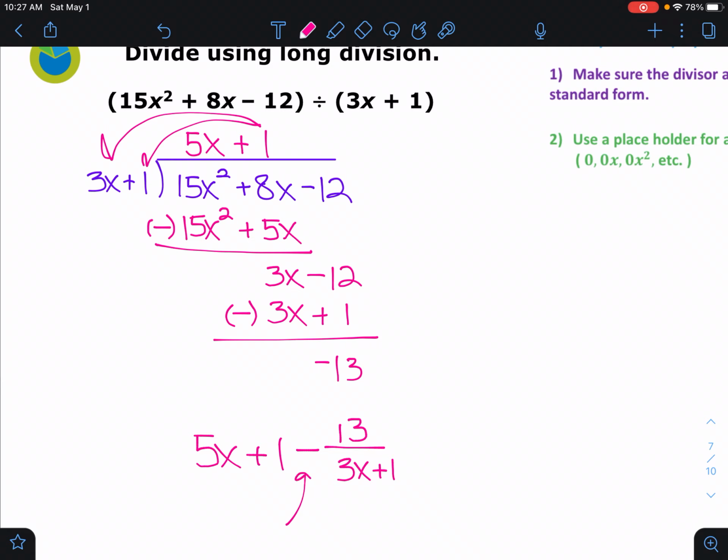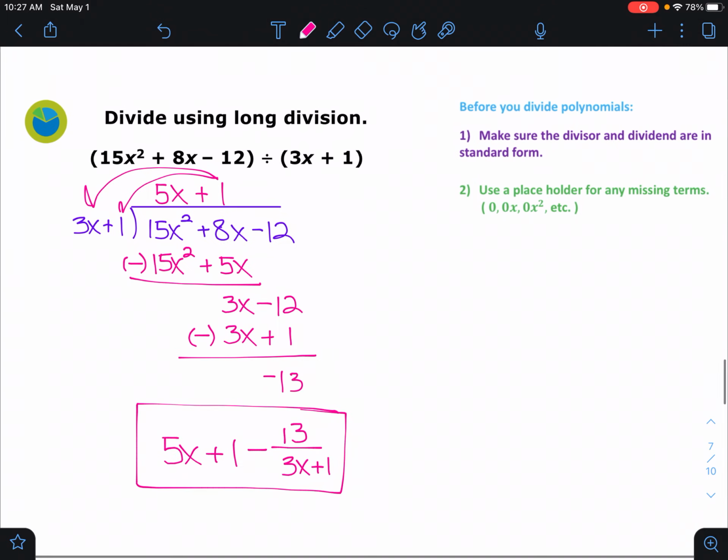Make sure you have this sign in between. It should be plus or minus. So my answer is 5x plus 1 minus 13 over 3x plus 1. And that is how we long divide. Takes a little getting used to, and it takes a little practice. So just take your time and you'll be okay.